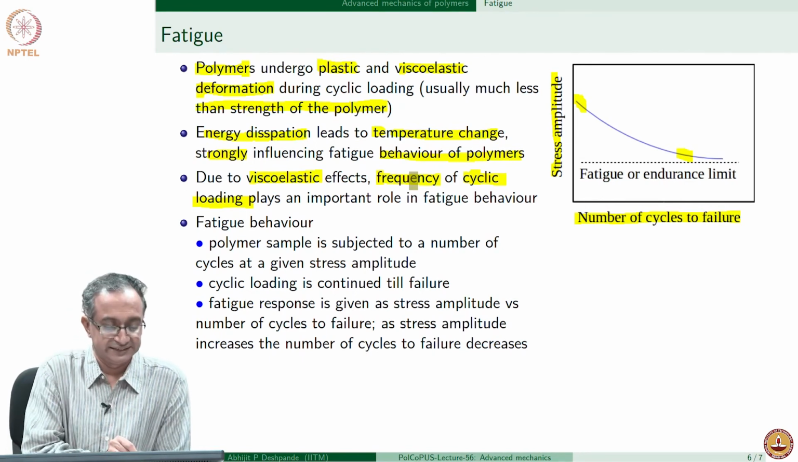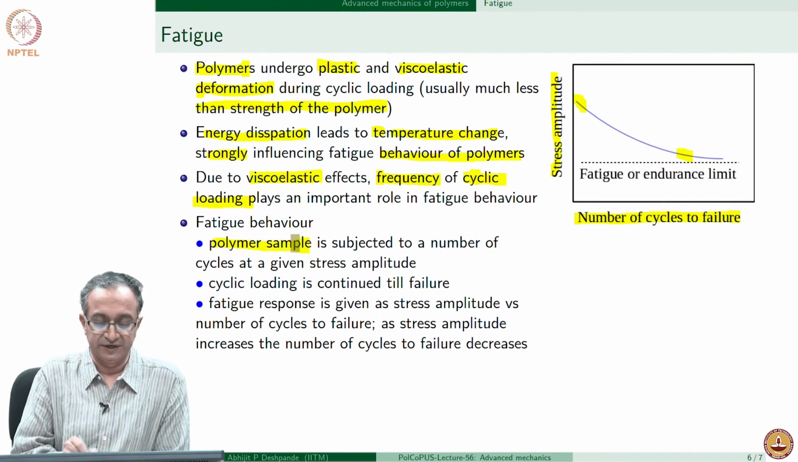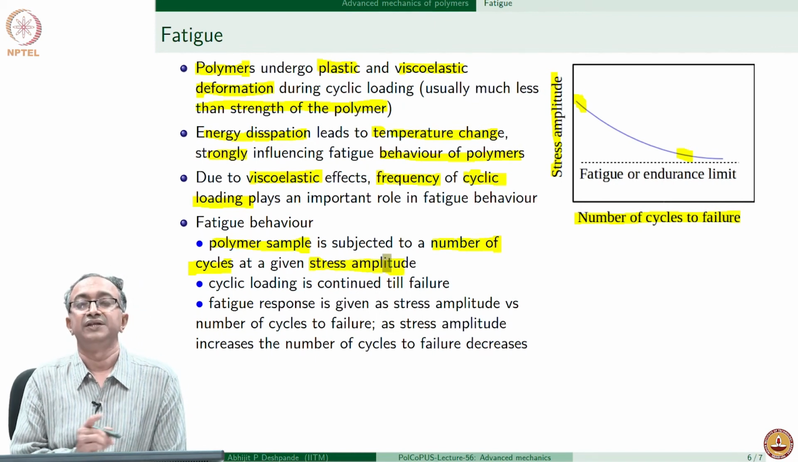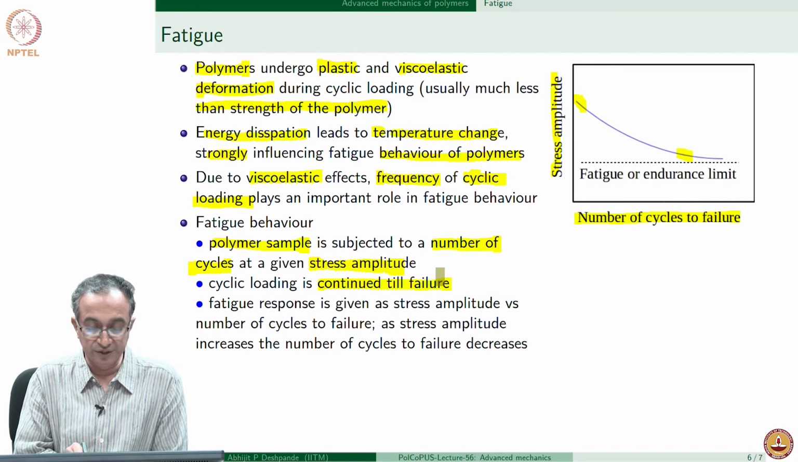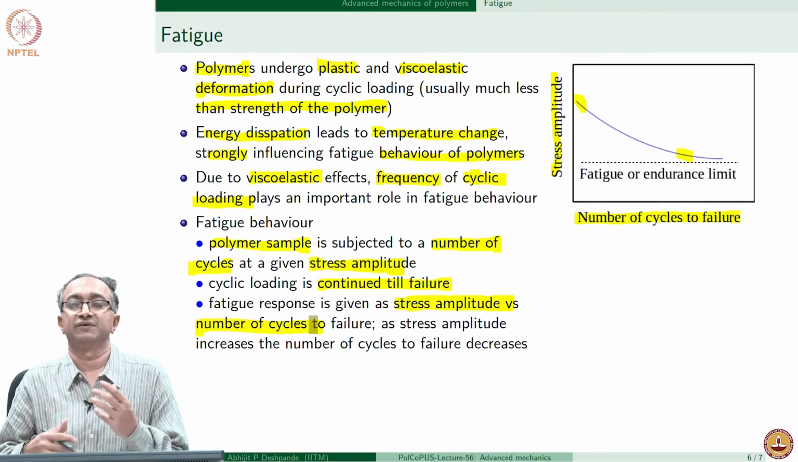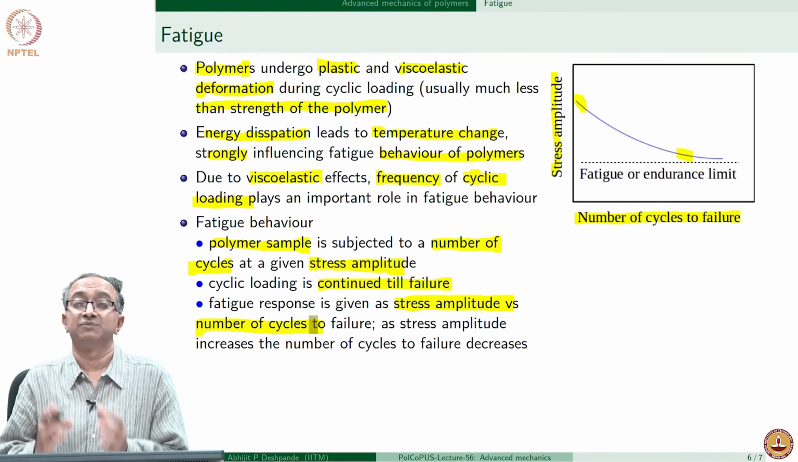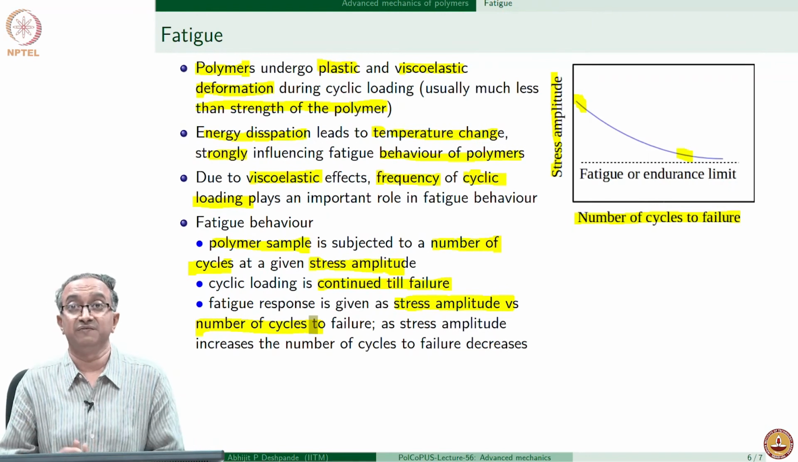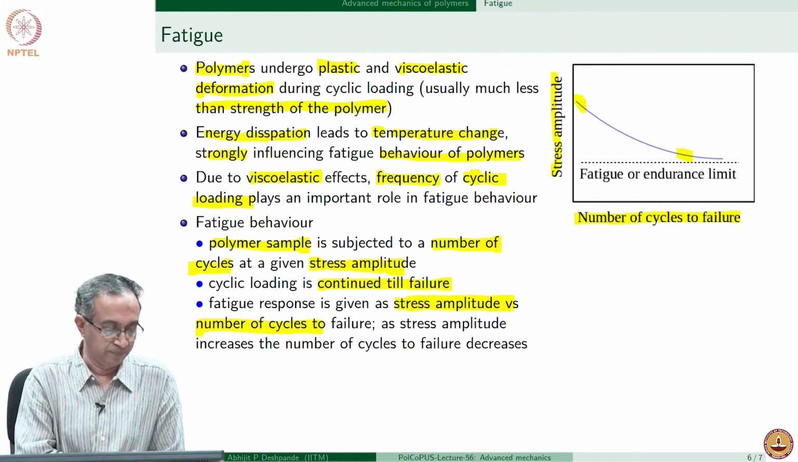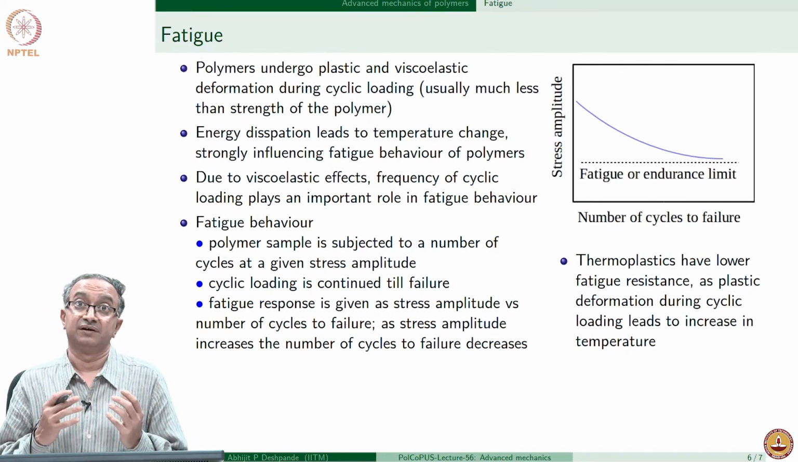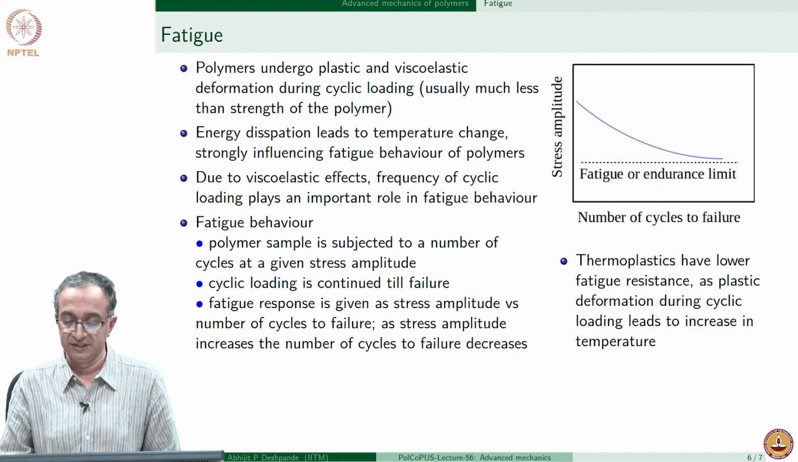So, generally as I said, we can summarize that polymer sample is subjected to a number of cycles at a given amplitude. We measure the number of cycles which lead eventually to failure, and then we look at this response of the curve, and this is a fatigue response, and we can do this for different materials and try to understand why some materials fail at much less number of cycles and some other materials require much larger number of cycles. So, with this we have completed our overall review of the response of polymeric materials.